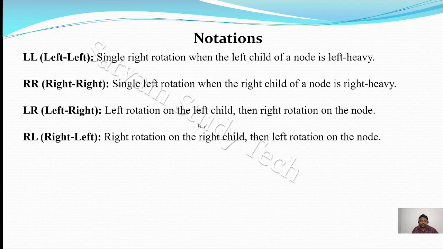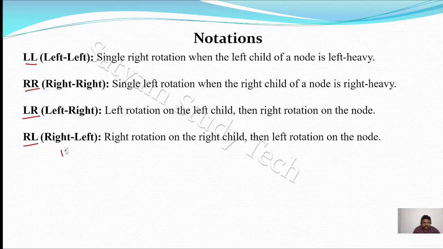What are the notations you have to follow? Here these are the notations. There are 4 notations: left left, right right, left right, right left. Whenever the tree is not balanced, we have to perform these notations, and then the tree becomes balanced. So how can we perform these notations? What is meant by left left, right right, like this?